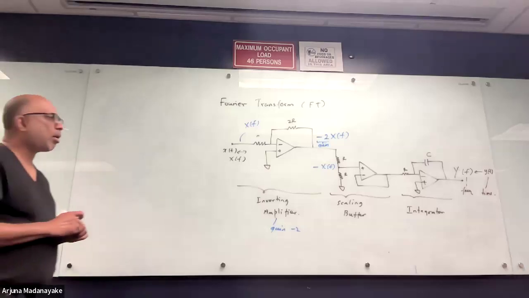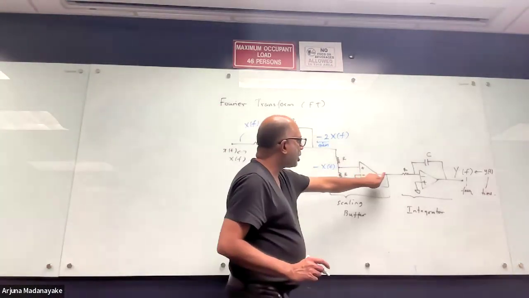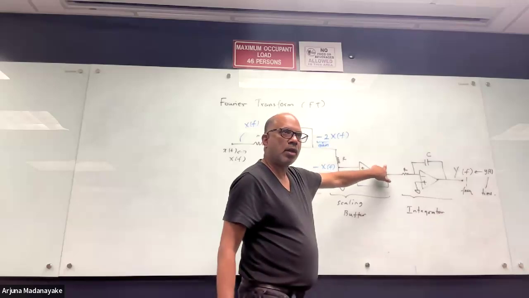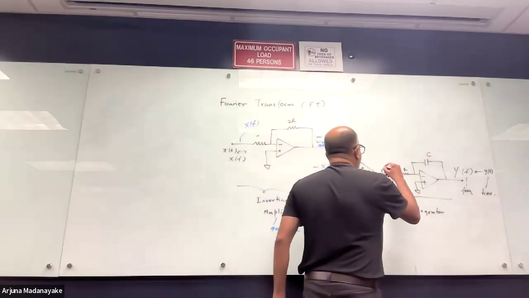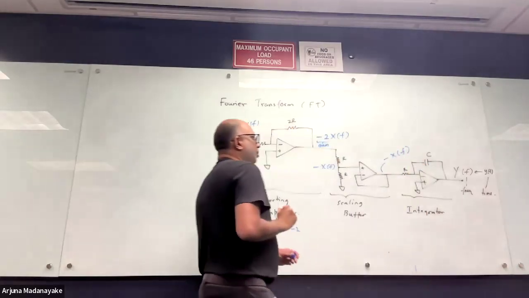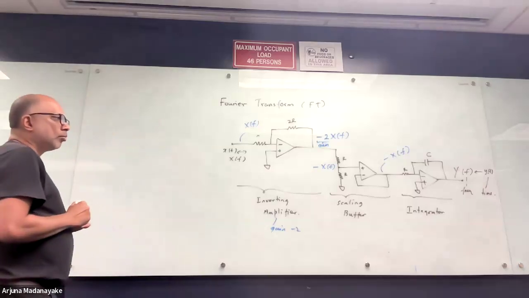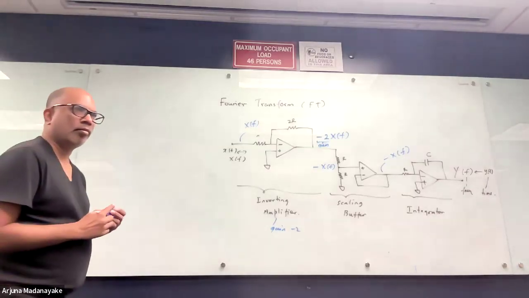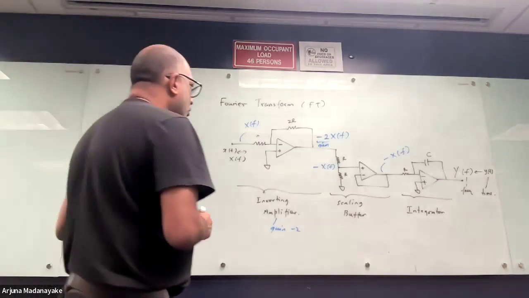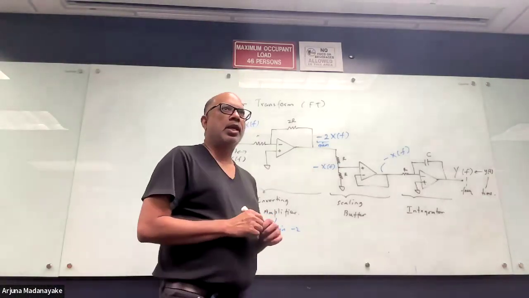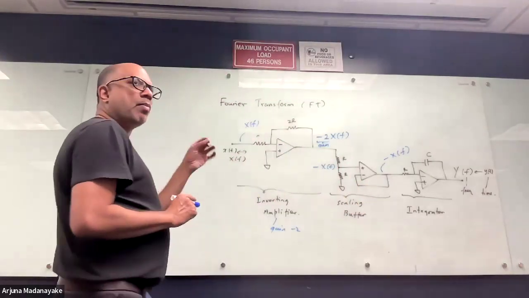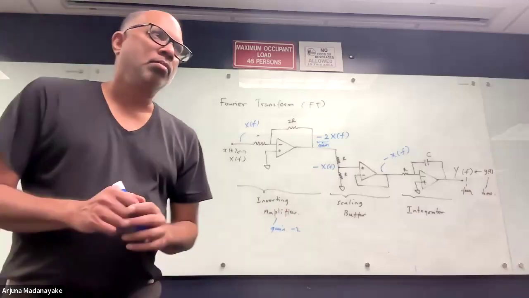What does the buffer do? It completely copies over whatever signal comes in to the output, no change. So the spectrum here is negative X of f. Wait, doesn't the buffer add 1? No, it does not add 1. It has a gain of 1. So when you multiply something by 1, it's the same thing. It doesn't change anything.